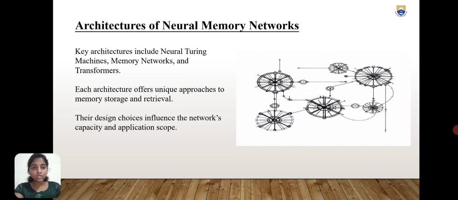Architectures of neural memory networks. So, the key architectures include Neural Turing Machines, memory networks, and transformers. Each architecture offers unique approaches to memory storage, and their design choices influence the network's capacity and application scope.